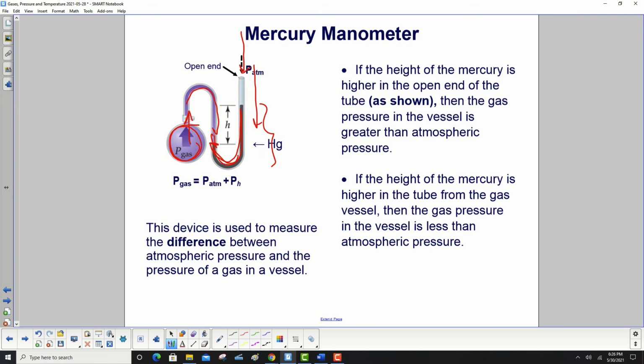Now let's take the other case and let's erase this here. And what if the level of the mercury was up here on that side and it was only here, okay? That means the gas pressure in the vessel is less than atmospheric pressure.